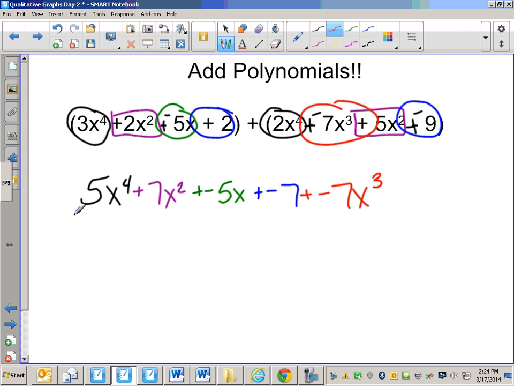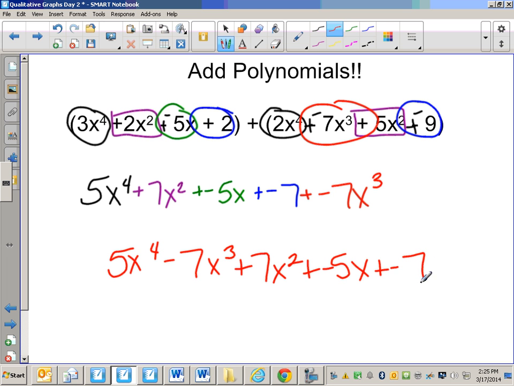And then to have it completely simplified, it's good to have all of your like terms combined. Our like terms are combined, but it's good to have all of our exponents going from largest to smallest. So we'd have 5x to the fourth minus 7x cubed plus 7x squared plus a negative 5x plus a negative 7. And that is how you add them.